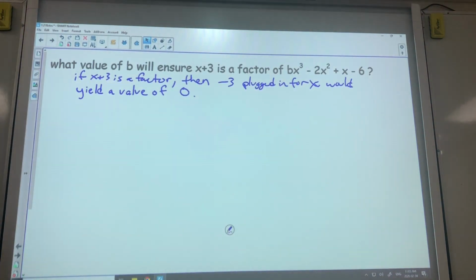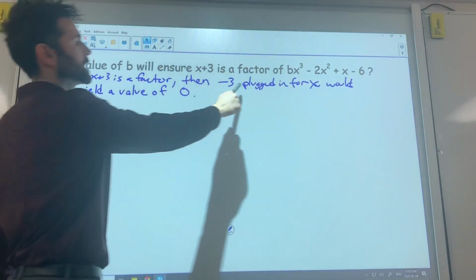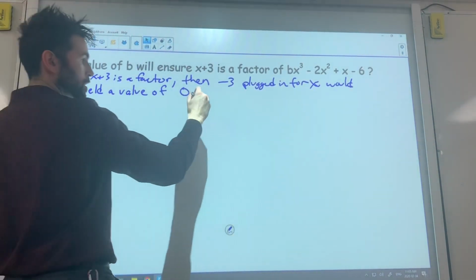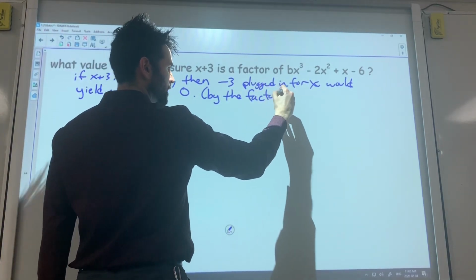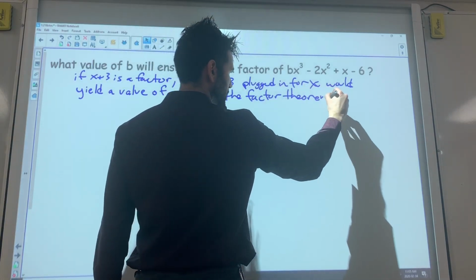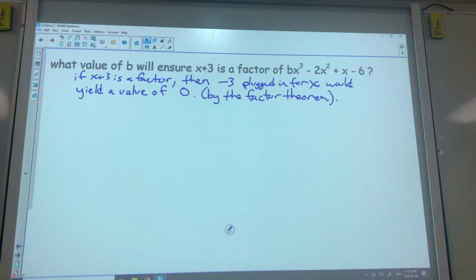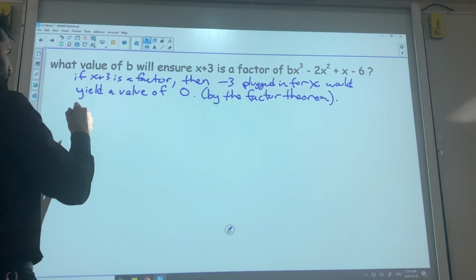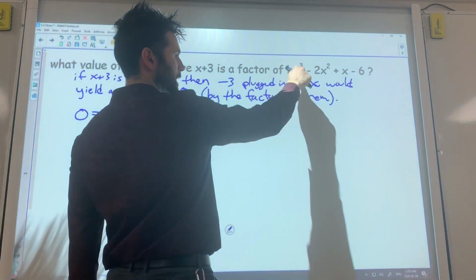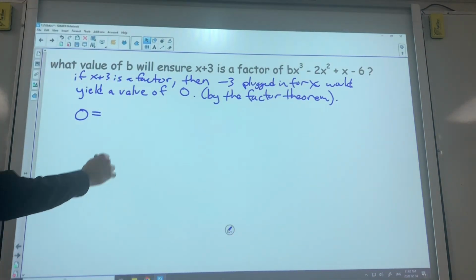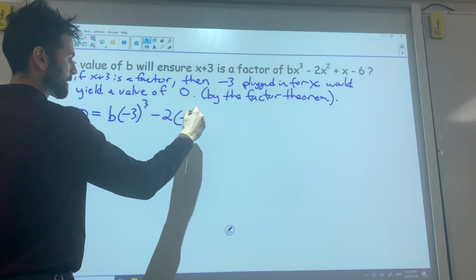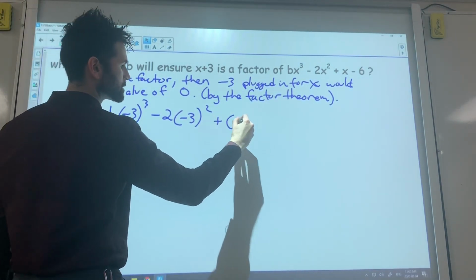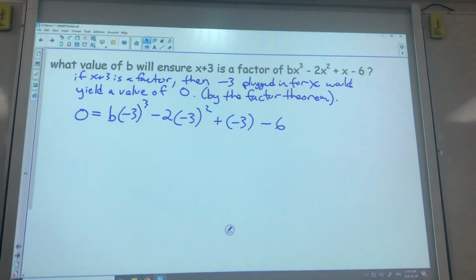If they were asking you this as a theory question on the exam, you would say, if x plus 3 is a factor, then if I plug in negative 3 for x, I would get a value of 0, by the factor theorem. They would consider that an appropriate answer. So what am I going to do? I'm going to set this expression equal to 0, plug in negative 3 for x, and solve for b. It's that easy. Boom. Now solve that equation for b.